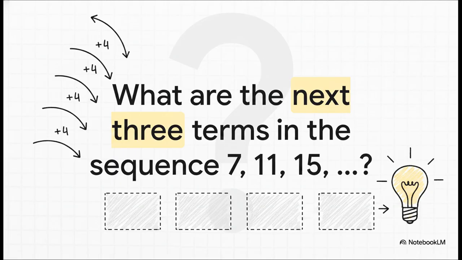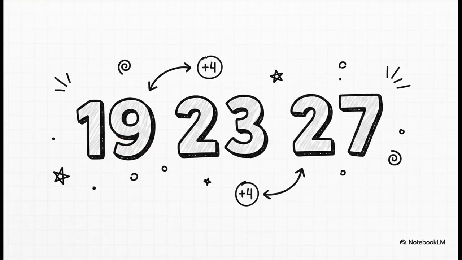Okay, let's get warmed up. For question 1, take a look at this sequence: 7, 11, 15. All you gotta do is figure out the next 3 numbers in the pattern. Go ahead and hit pause if you need a sec to think. Did you get 19, 23, and 27? Awesome, you're off to a perfect start. The rule is just simply adding 4 each and every time.